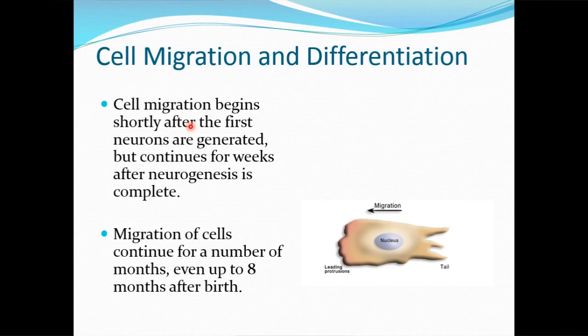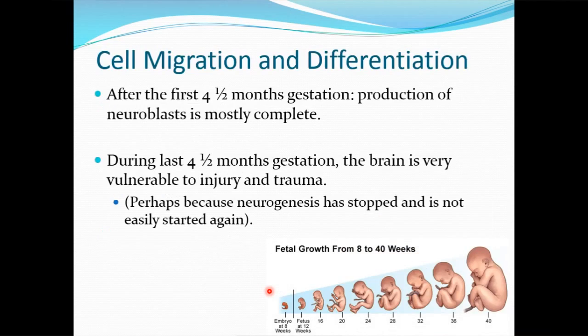So the cell migration begins shortly after the first neurons are generated, but continues for weeks after neurogenesis is complete. So even after the brain has stopped making neurons, the neurons are still busy moving. Okay. The migration of cells continues for a number of months, even up to 8 months after birth. So a baby that is under the age of 8 months, their cells are still busy moving. Now, after the first 4.5 months gestation period, production of neuroblasts is almost complete.